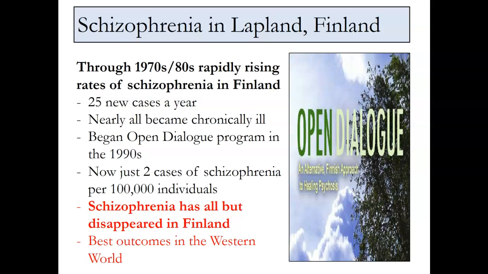Through this open dialogue program, which involved very little or no medications, the number of cases just kept dropping and dropping and dropping. It's now to just like 2 cases per 100,000 individuals. Schizophrenia has all but disappeared in Finland, and that's like a profound thing. They have the best outcomes in the Western world, it seems like, as we understand what they're doing more and more. So this is very profound.